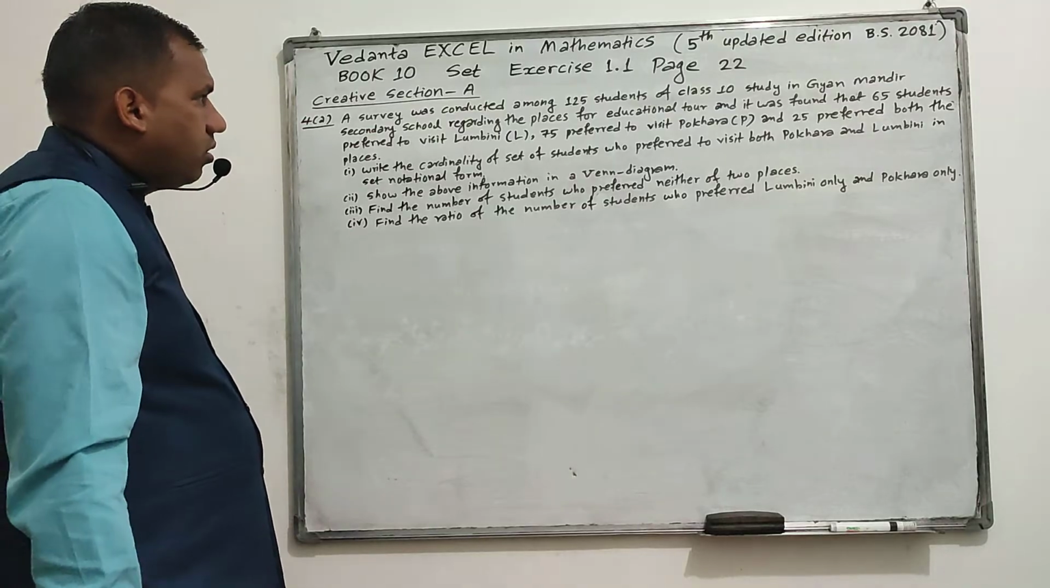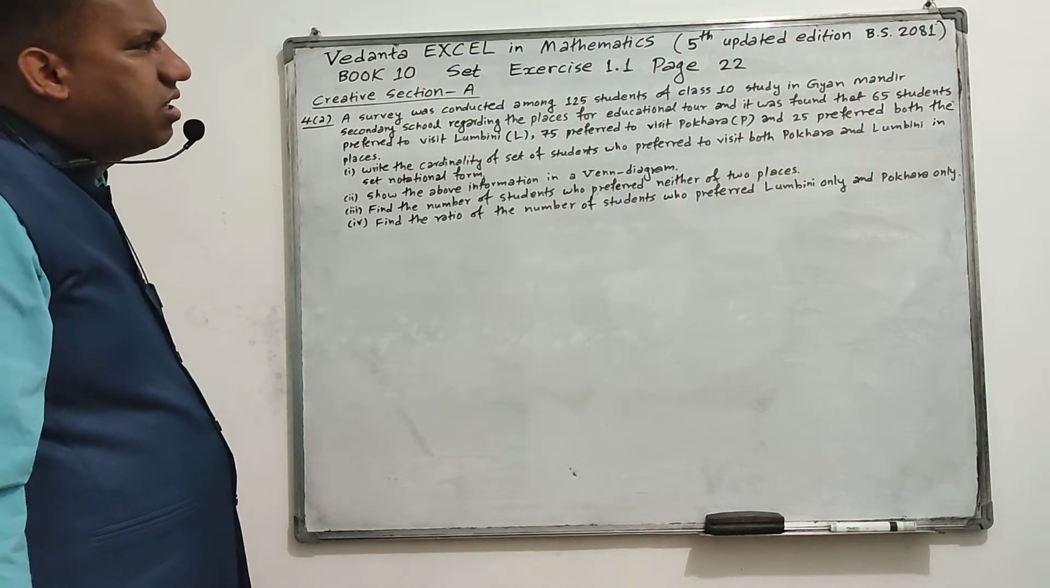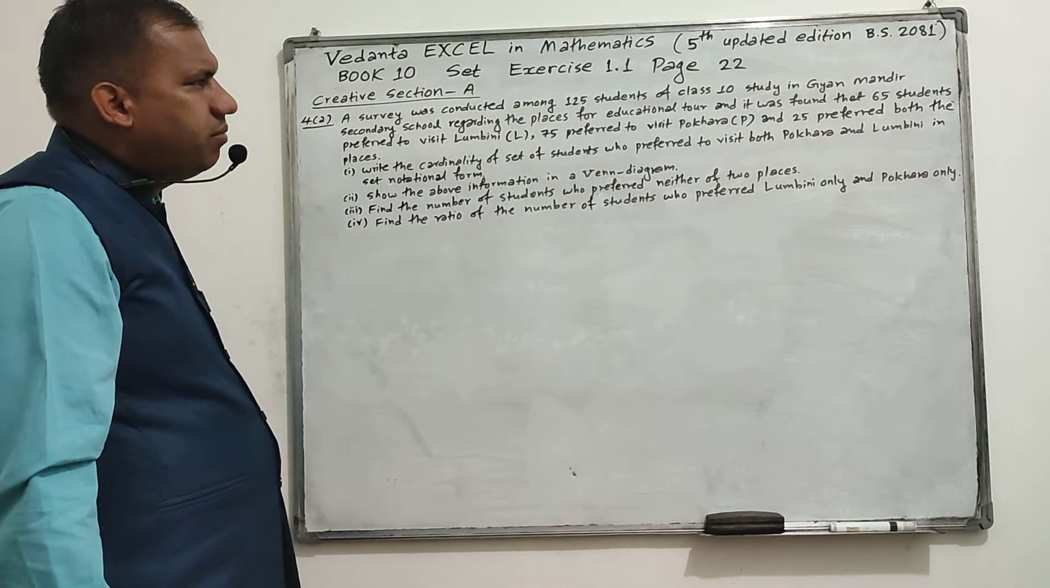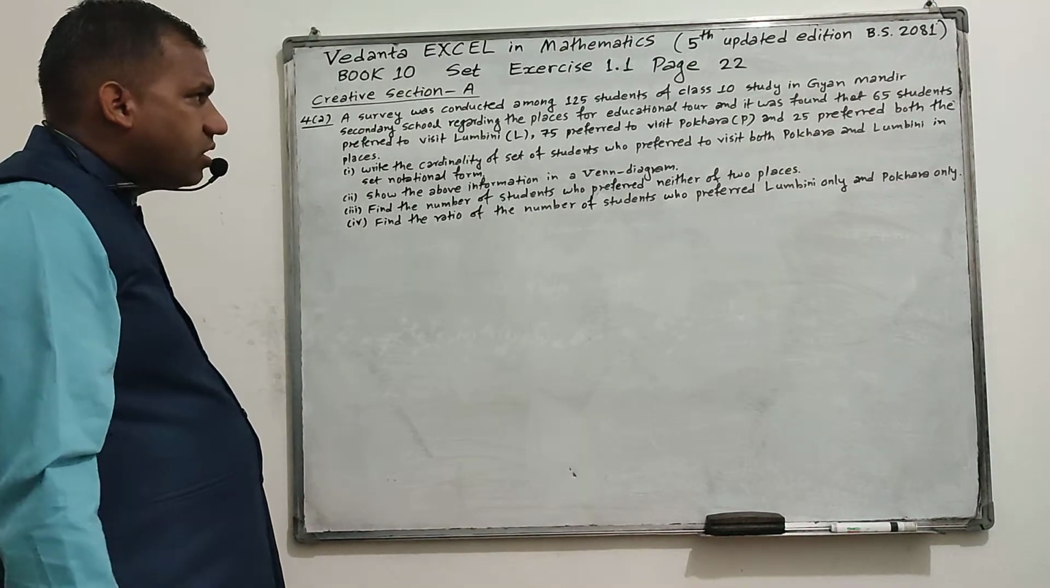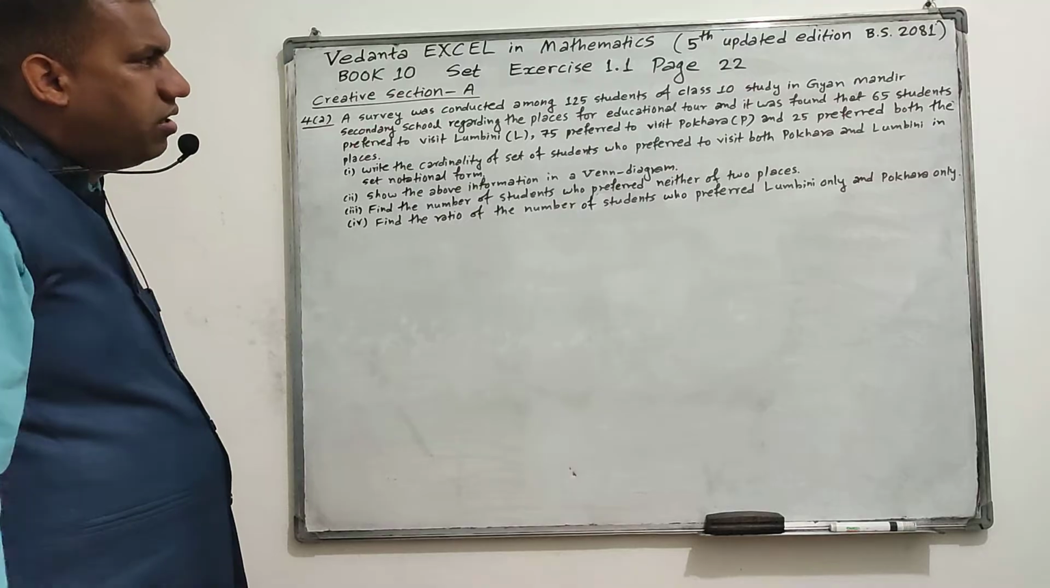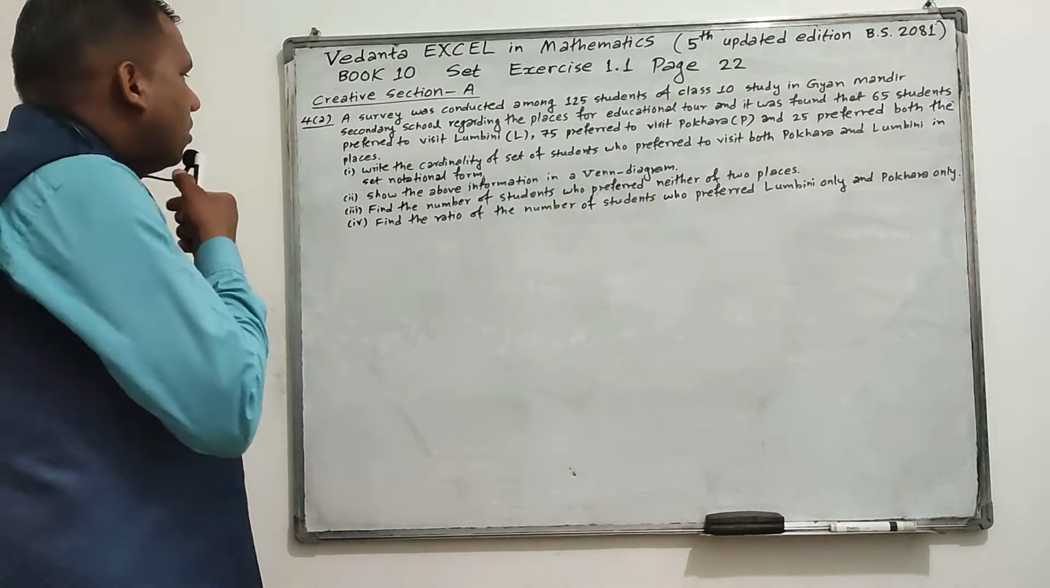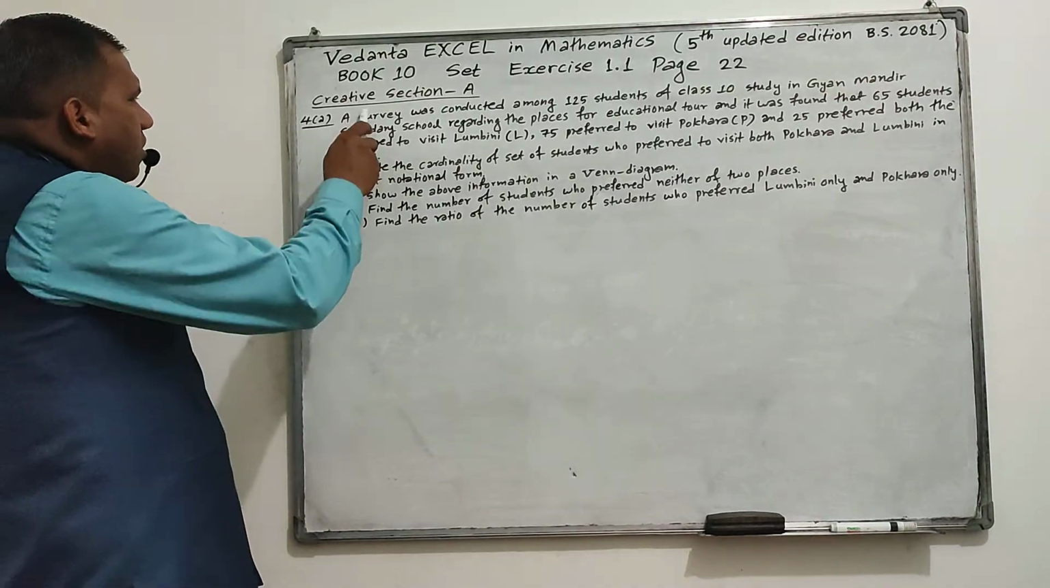Today we will do some questions from Vedanta Excel in Mathematics, 5th updated edition, exam number 2081, book 10, set exercise 1.1, page 22. Continue, creative section A.